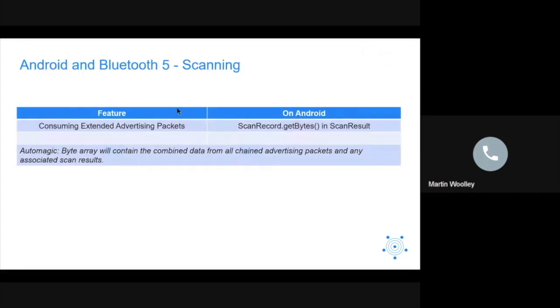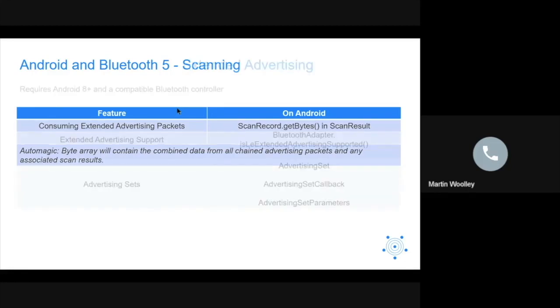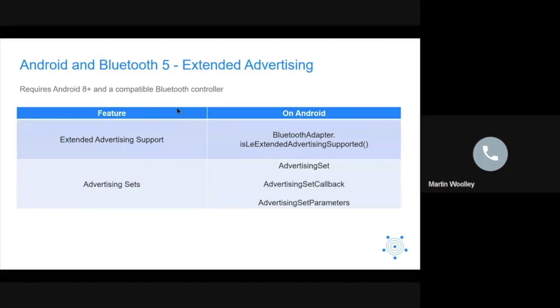So, APIs. The good news is that when it comes to consuming extended advertising, chained or otherwise, the API and the stack do all the work for you. You don't need to do anything different. You're going to get scan record objects from the Bluetooth LE scanner scanning process. You'll call get bytes, and all of the related segments of your advertising packets will be joined up for you in a single byte array. So it's all done, which is cool. If you're using an application to advertise, you can determine if extended advertising is supported. You can create advertising sets. You can use extended advertising, which is tremendous.